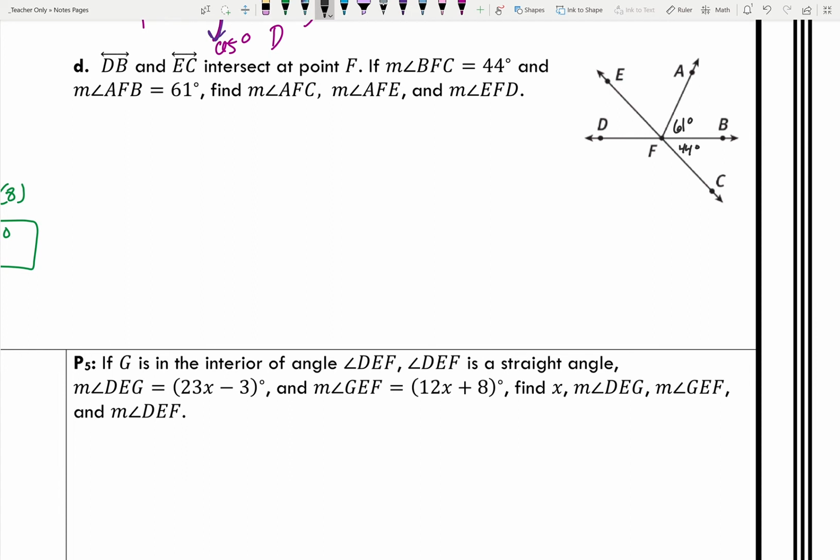First part, let's find the measure of angle AFC. AFC is just the large angle which contains the angle AFB and the angle BFC. We know what those two are, so the measure of angle AFC is equal to 44 degrees plus 61 degrees because of the angle addition postulate. So the AFC right here is just the addition of those two. The measure of angle AFC is equal to 44 plus 61, which gives me 105 degrees.